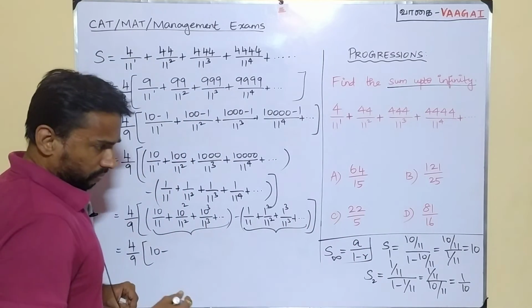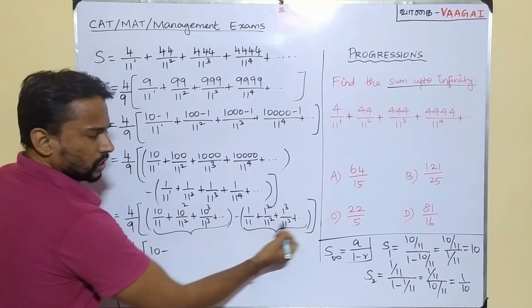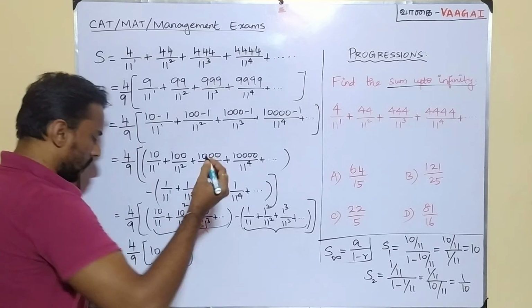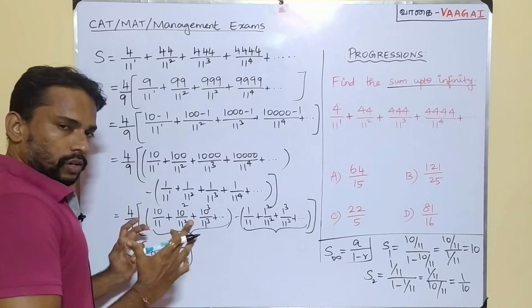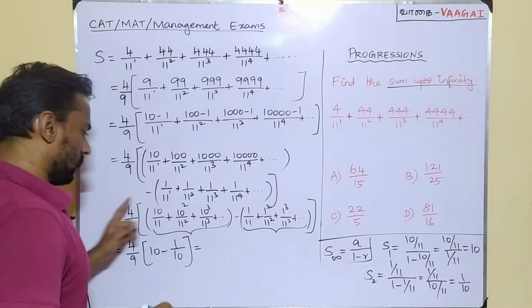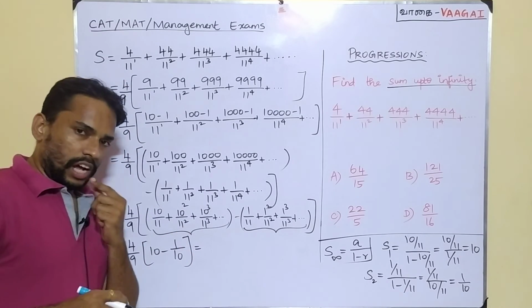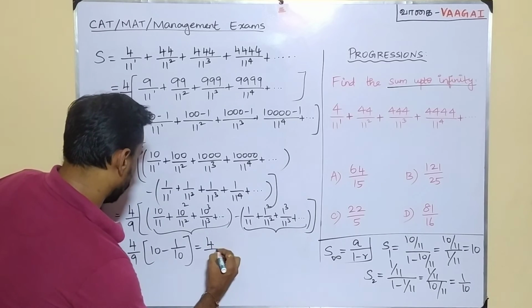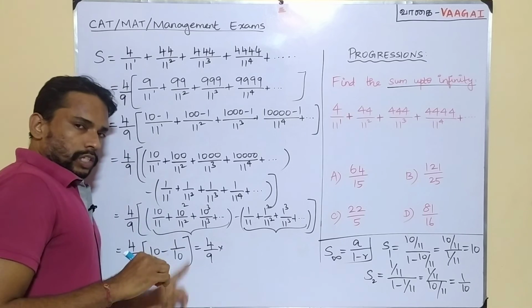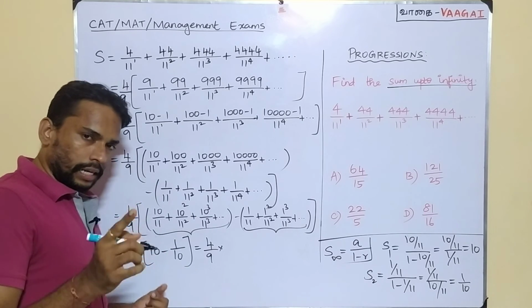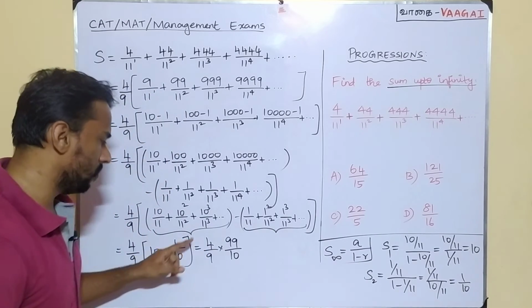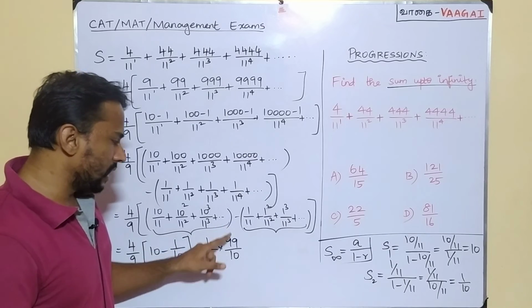So our S2 simplifies to give us 1 by 10. We have simplified to the shortest form possible, and we have some more steps left. We need to simplify once again by doing 4 by 9 into 10 minus 1 by 10. If you simplify, 10 tens are 100, 100 minus 1 is 99, so 99 by 10. So we finally have 4 by 9 into 99 by 10.